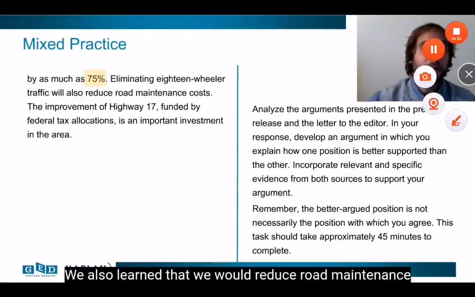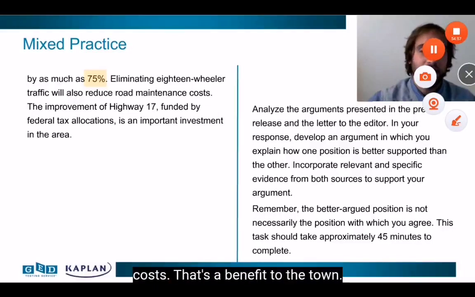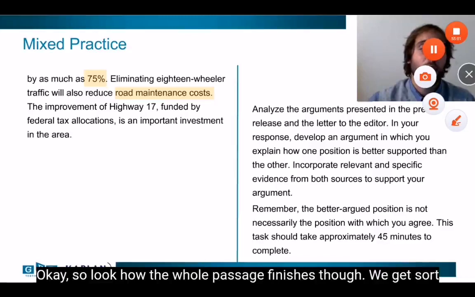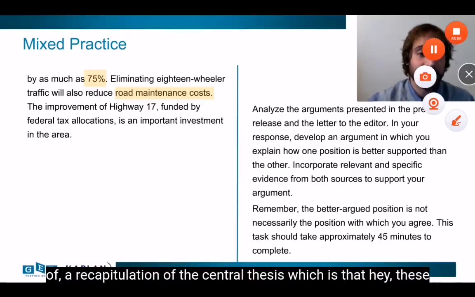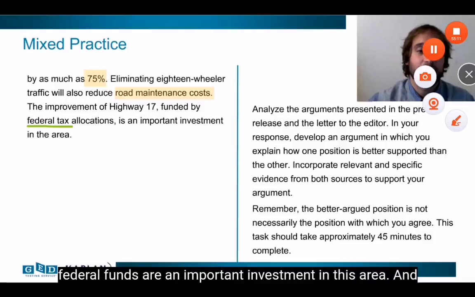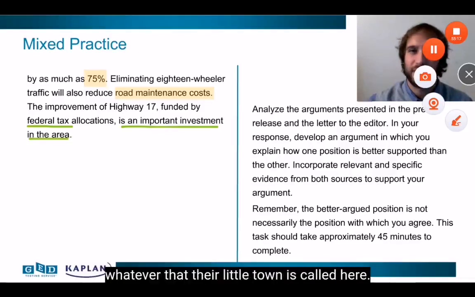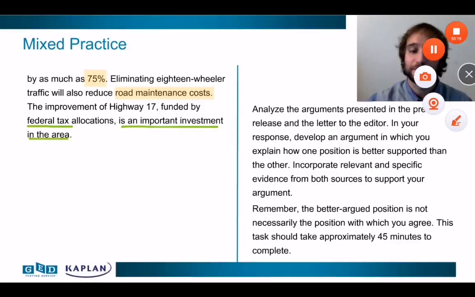We also learned that we would reduce road maintenance costs. That's a benefit to the town. Okay, so look how the whole passage finishes though. We get sort of a recapitulation of the central thesis, which is that, hey, these federal funds are an important investment in this area. That, hey, this is going to be a good thing for Oak Falls, or whatever their little town is called here.